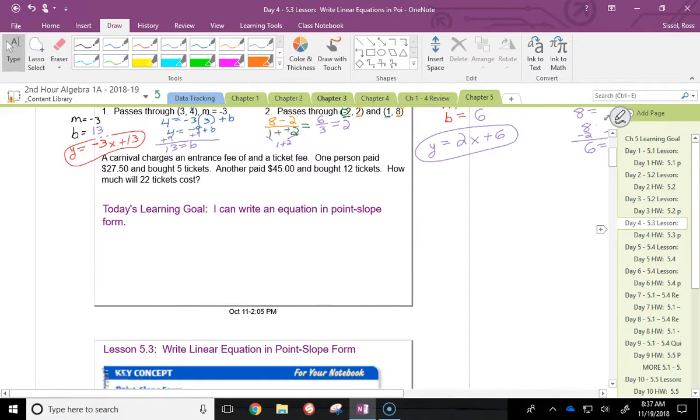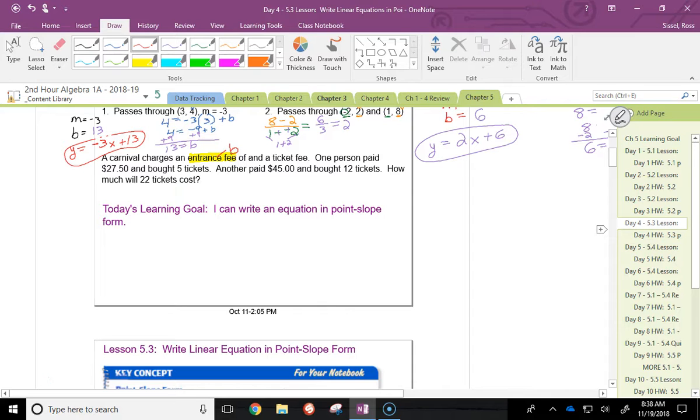Alright, this one can kind of be tricky. Pay close attention to it. It says, a carnival charges an entrance fee. If we're thinking of y equals mx plus b, the entry fee is something extra. What do you think that's going to be represented as? That's going to be probably our b. That's going to be our y-intercept.